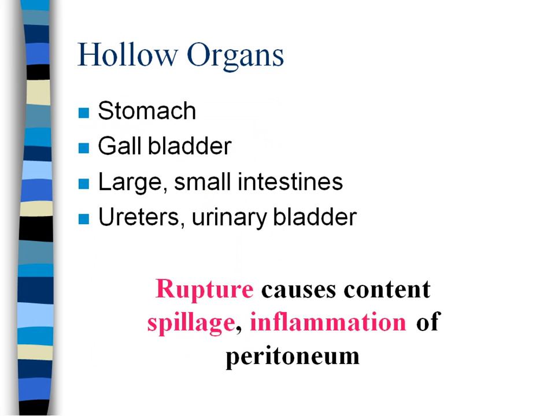Hollow organs are the stomach, gallbladder, large intestines, uterus, and the urinary bladder. The ureters carry urine. Rupture of these, basically the problem with these is they're not quite as vascular, right?